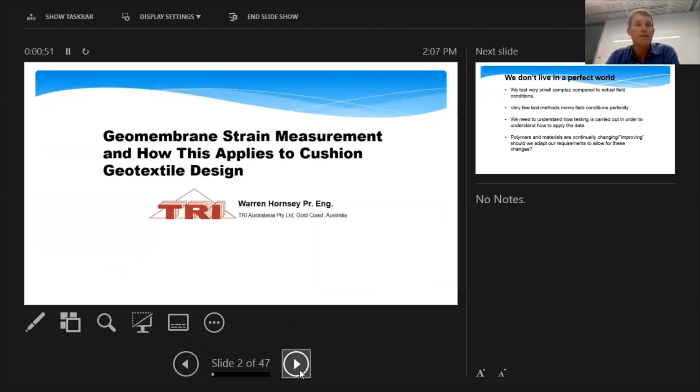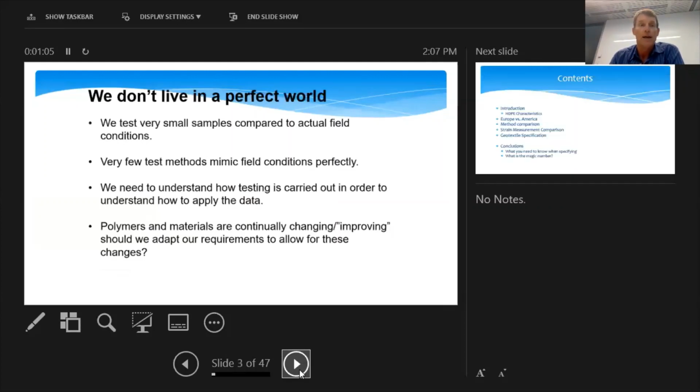So essentially what we're going to talk about in this presentation is the geomembrane strain measurement and how this applies to Cushion Geotextile Design, and we'll work through that as we go through the presentation. One of the most important things to realize with this sort of work is that we don't live in a perfect world. So when we do testing, it's very difficult to make things match the real world exactly. So we have to compromise in some areas.